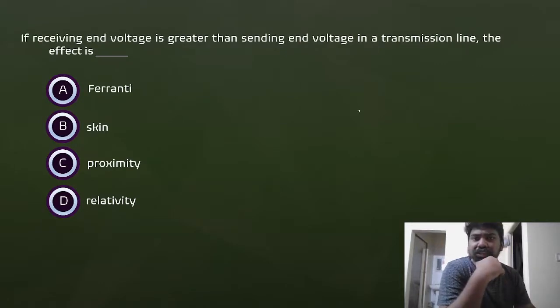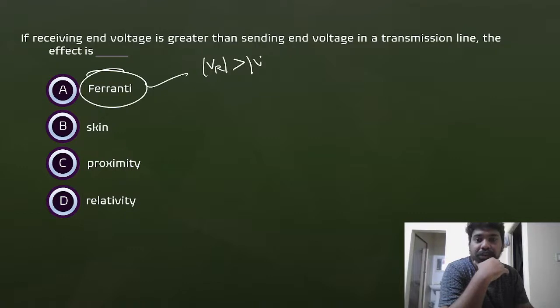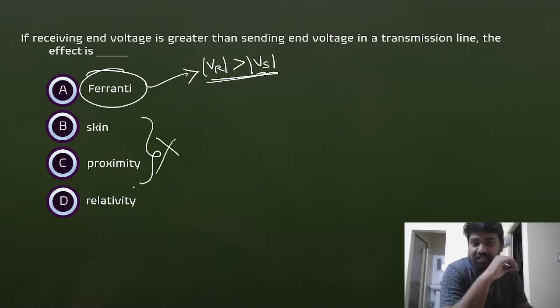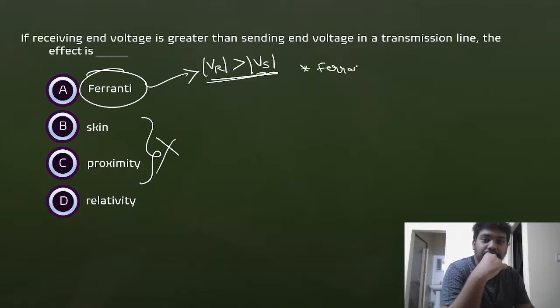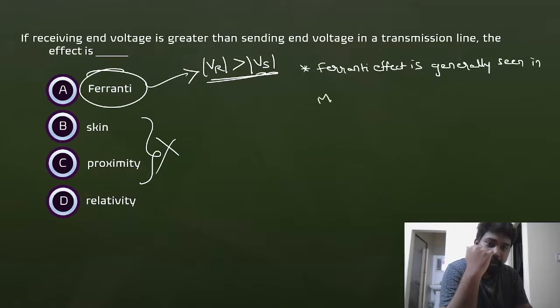If the receiving end voltage is greater than the sending end voltage in the transmission line, the effect is, okay, fine, Ferranti effect. Without any second thought, it is the Ferranti effect, because the magnitude of the receiving end voltage is greater than the magnitude of the sending end voltage, and this is the Ferranti effect without any doubt. We can go with that. No other option is matching. Some more points to be remembered: the Ferranti effect is generally seen in medium and long lines only.